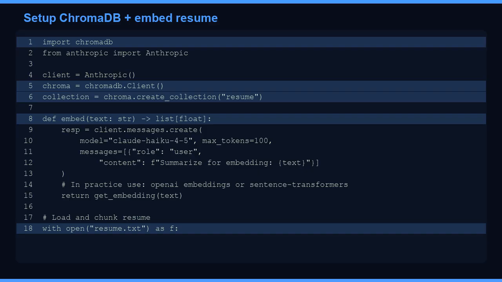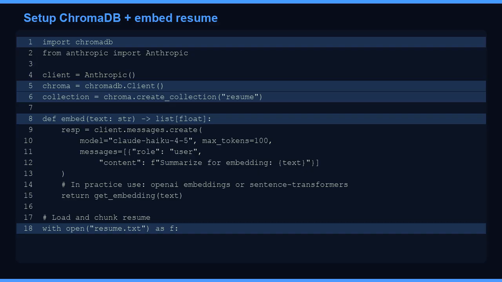Step 1. Load your resume. We'll use a simple text file for now, but this works with PDF, Word, or any document format. Step 2. Embed it. We split the resume into chunks and convert each chunk to a vector using an embedding model. Step 3. Store in ChromaDB.